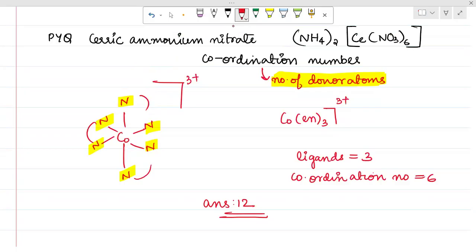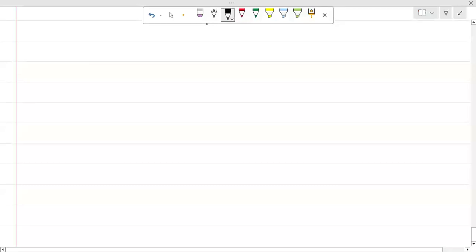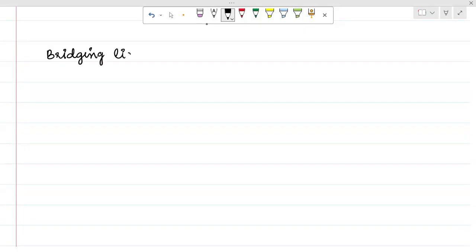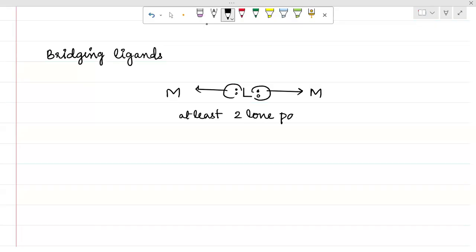Okay, next, bridging ligands. Very easy. Bridging ligands means they can bridge, of course. So if they have to bridge 2 metals, you have 1 metal over here, 1 metal over here, and you have a ligand which has to bridge. So if it has to bridge, it should have 2 lone pairs. That's all. At least 2 lone pairs of electrons are required. Okay, that's the condition for bridging ligands.